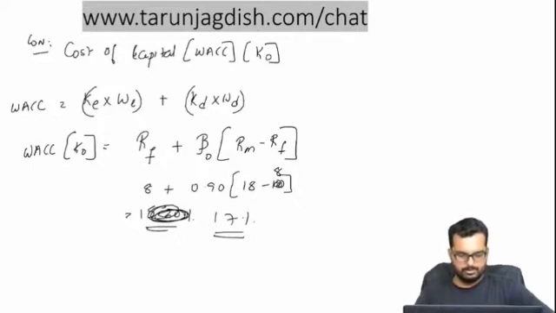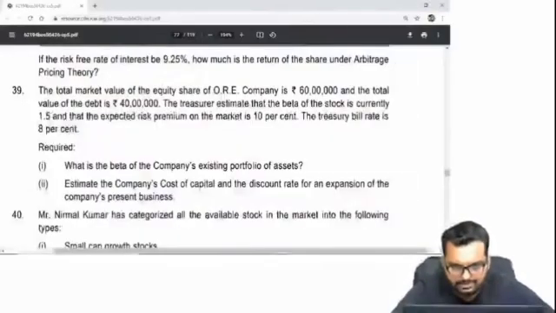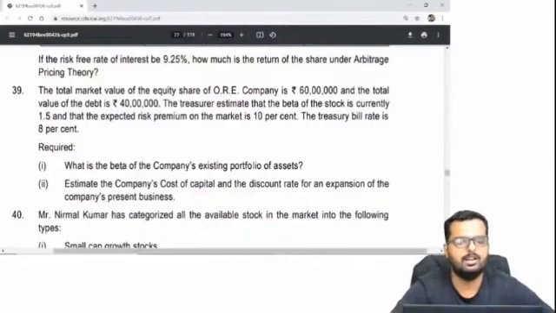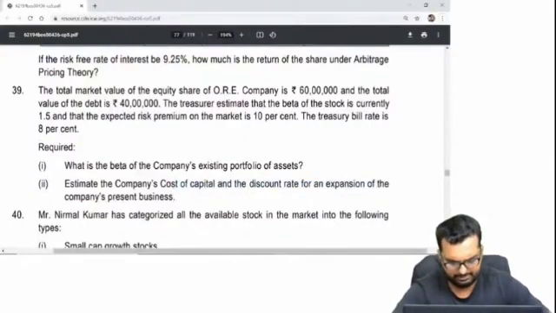Alright friends, have you all put up till here in your books now? Okay, can I go to the next part? So you get the overall cost of capital as 17%, and they are asking you to find out the discount rate for expansion of the company's business. That by itself will be the discount rate. So I believe we are done with this question.